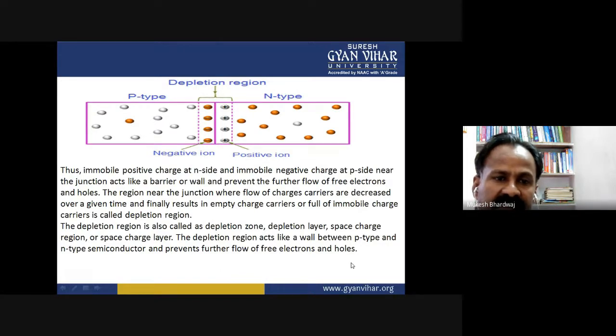So depletion region: immobile positive charge at n side and immobile negative charge at p side near the junction act like a barrier or wall and prevent the further flow of free electrons and holes. The region near the junction where flow of charge carriers is decreased over a given time and finally results in empty charge carriers or full of immobile charge carriers is called depletion region. The depletion region is also called depletion zone, depletion layer, space charge region, or space charge layer. The depletion region acts like a wall between p-type and n-type semiconductor and prevents further flow of free electrons and holes.